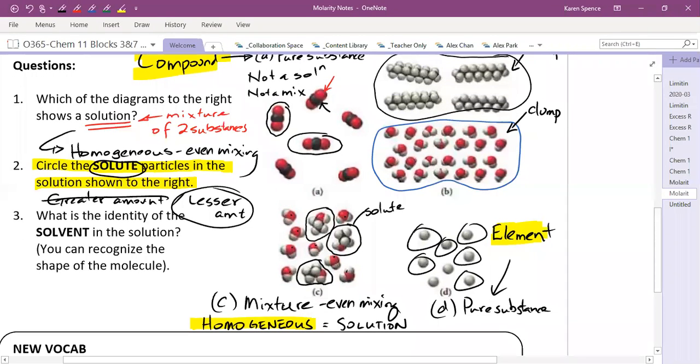Question 3, what is the identity of the solvent? You might be able to recognize it from the shape. There is a molecule that we all know very well that looks like Mickey Mouse. See if you can figure that one out, and you can type it in if you can figure it out.